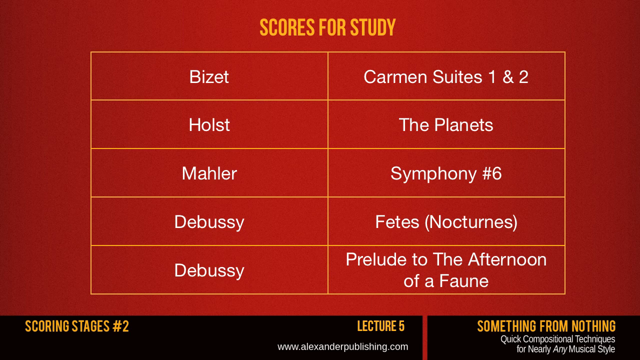So first up is Bizet's Carmen Suites 1 and 2. Next is Holst's The Planets, followed by Mahler 6, then Debussy's Nocturnes, and Prelude to the Afternoon of a Faun. In these 2 scores, Debussy makes extensive use of divisi and beautiful string combinations in the lower register. Now, I didn't list this score because most laugh when I mention it, but Tchaikovsky's Sixth Symphony has a lot to learn from for the concepts we've covered in this lecture.